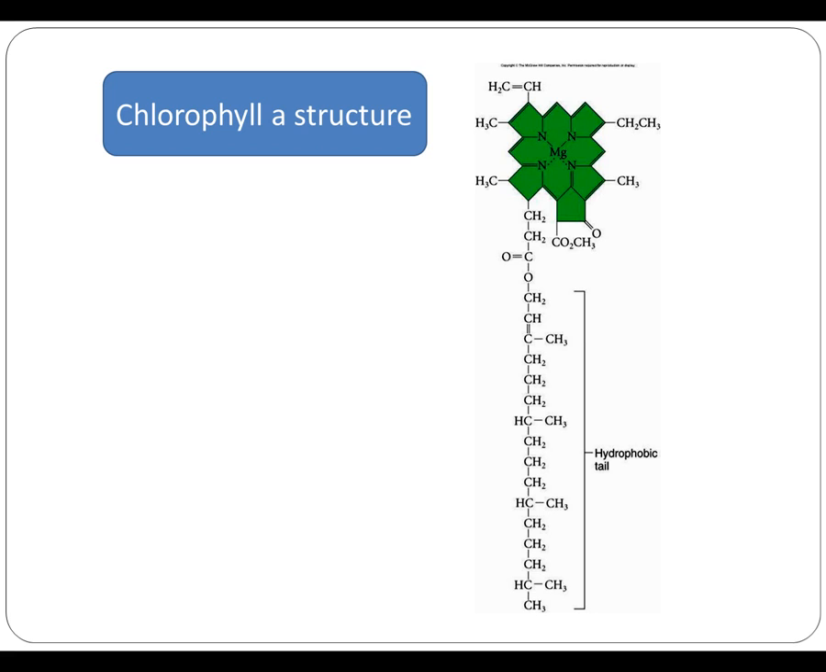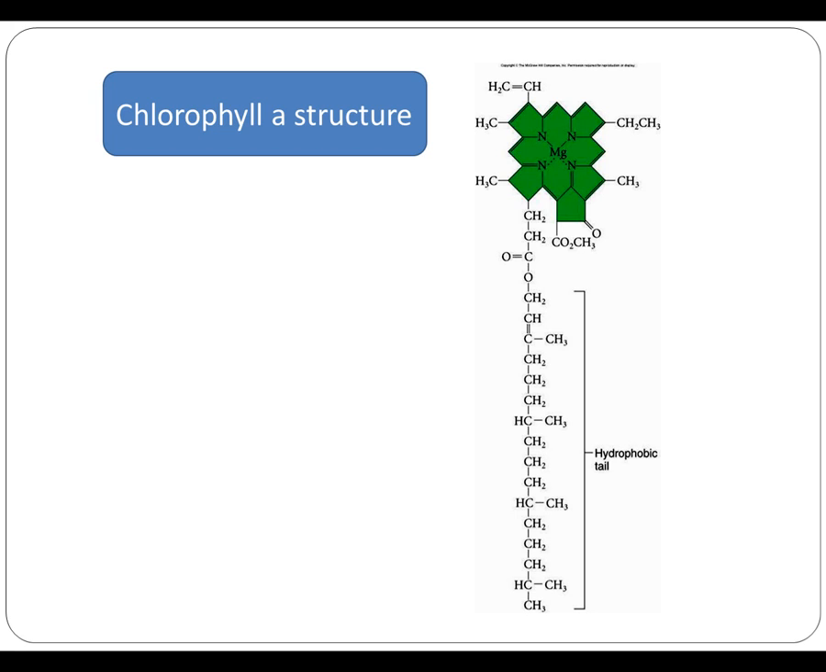So again, the purpose of the tail is to do what? To anchor it into the thylakoid membranes. The upper portion, the head region, is for reaction. Okay, absorbing what? What is it absorbing? Light photons. Or an easy way to say it is it's absorbing energy. Any questions about the basic structure of chlorophyll? We're not getting too much into it.